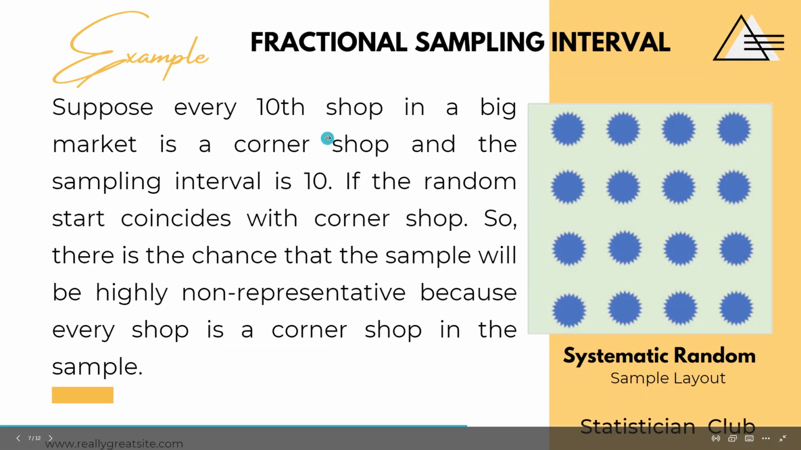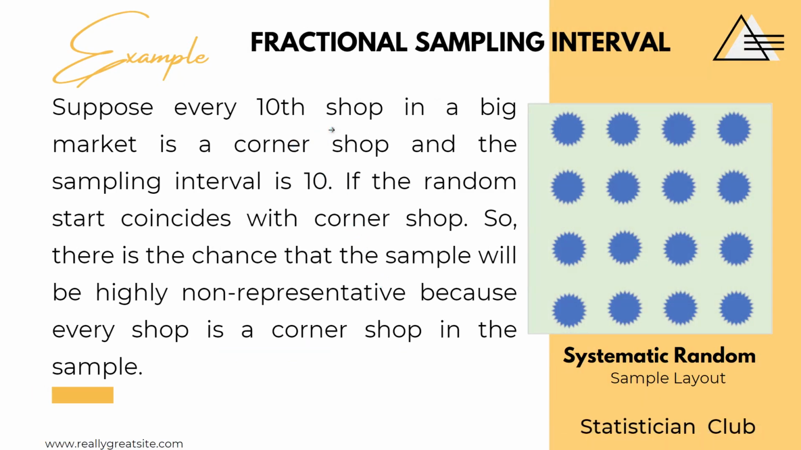Suppose every 10th shop in a big market is a corner shop and the sampling interval is 10. If the random start coincides with a corner shop, there is a chance that the sample will be highly non-representative, and we select every corner shop. So this is the example of a fractional sampling interval.